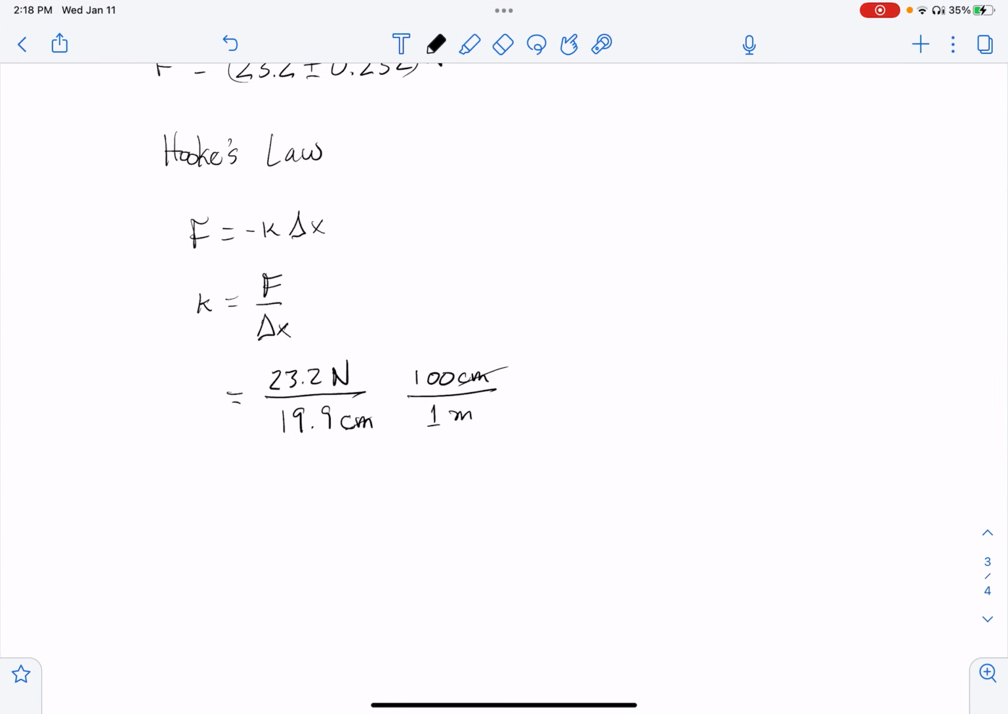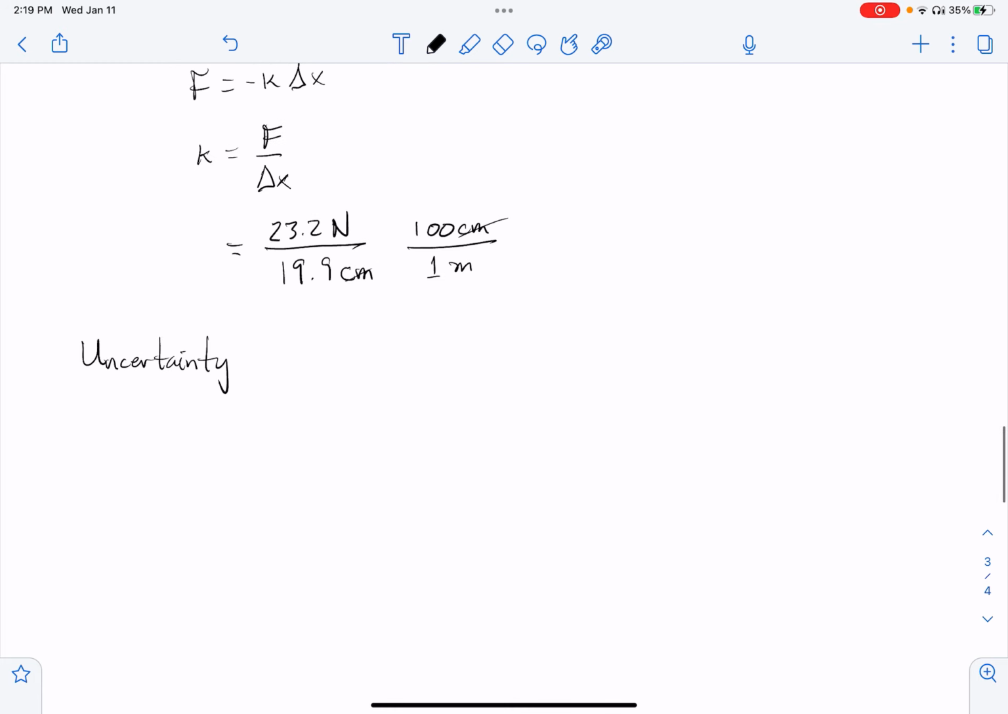Now, this is the second portion, and in the second portion, we're going to find the uncertainty, which is just going to be delta K. And so, how do we find the uncertainty? The uncertainty is going to be found using the following formula.